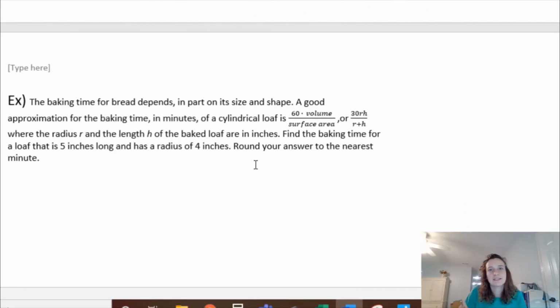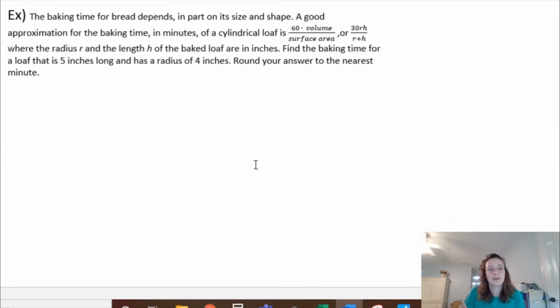And in our last example, we have a little word problem here. The baking time for bread depends in part on its size and shape. A good approximation for the baking time in minutes of a cylindrical loaf, which is just a regular loaf of bread that has a rounded top and sort of a rectangle on the bottom. You can draw it over here. So here's a cylindrical loaf, like so.